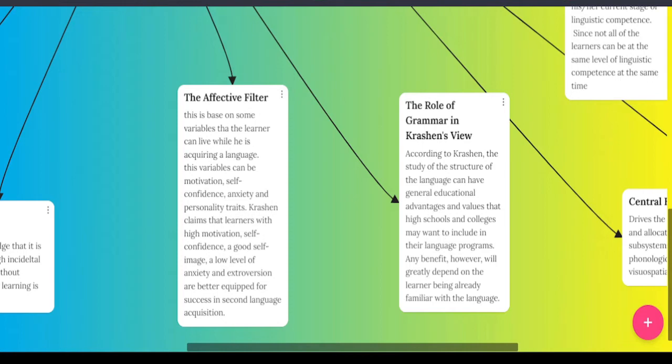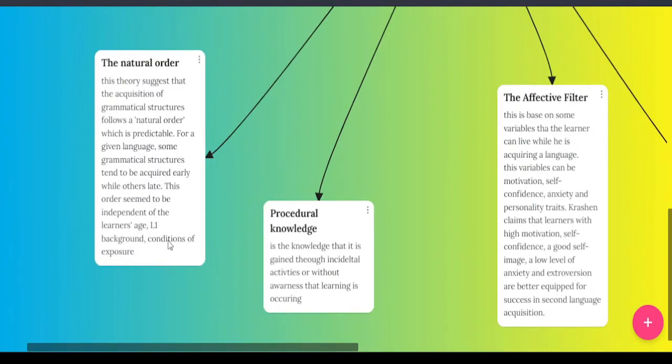So now let's continue with the natural order, which in this case is a theory that suggests that the acquisition of grammatical structures follows a natural order. I mean, you cannot learn something that you cannot even understand how it works. So first we have to start with the beginning, with the easiest things to learn, or the most useful things to learn. For a given language, some grammatical structures, which are really important to use a language, tend to be acquired early while others late. These orders seem to be independent of the learner's age, first language background, and conditions of exposure. The first language is really important for us because we are going to take some important ideas and concepts from it for our modern language.